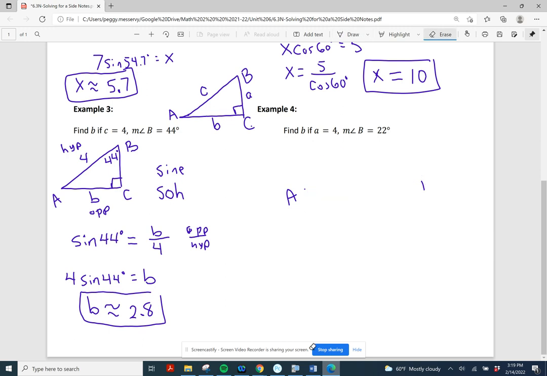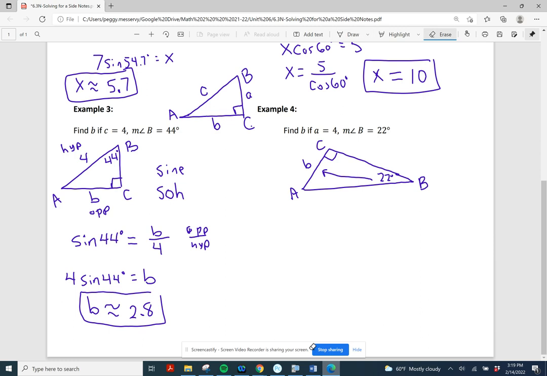So the first thing you're going to do is you're going to draw your triangle. That's the first thing. All right. So I have A, B, and I have a right angle over here at C. Angle C has to be the right angle. So I have 22 degrees over here in this corner for B. All right. I'm looking for the length of side b, which is across the triangle from angle B.